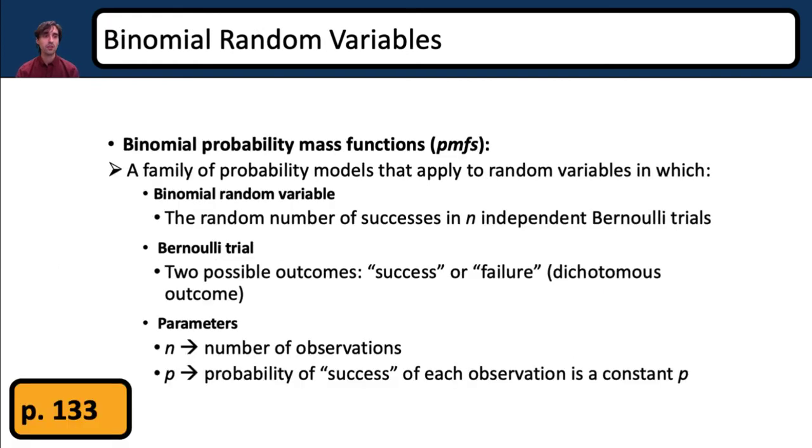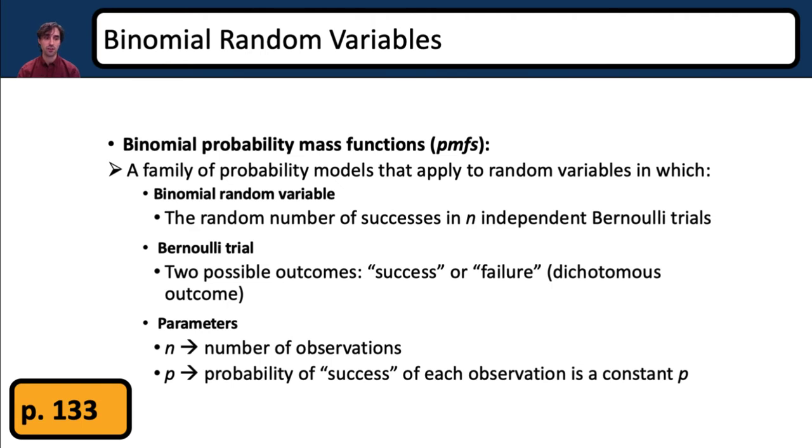Okay. Now, when we're looking at probability mass functions, PMFs, there's a series of things. Let's just go through this. A family of probability models that apply to random variables in which there are a certain number of independent observations, and each of those observations can be characterized as a success or failure. So everything is very dichotomous. It's either yes or no, success, failure.